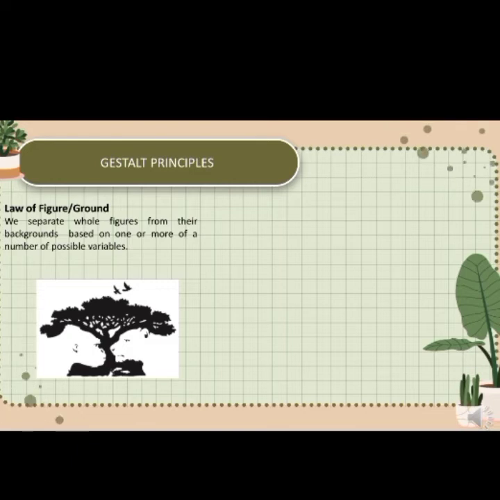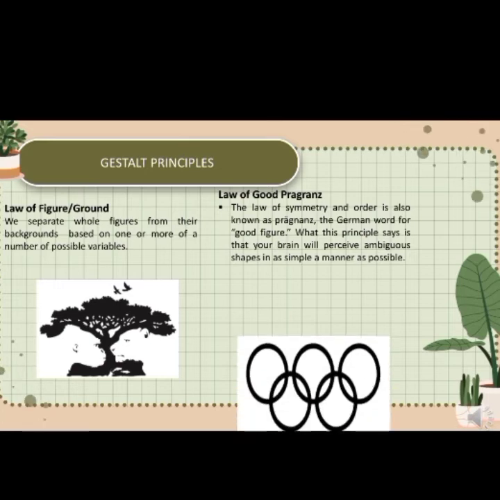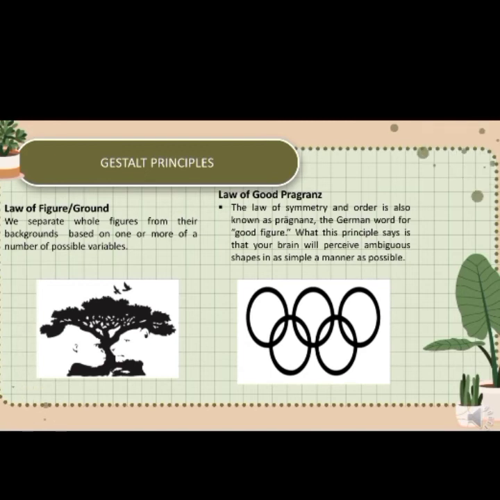The sixth principle is law of good Pragnanz. The law of symmetry and order is also known as Pragnanz, the German word for good figure. What this principle says is that your brain will perceive ambiguous shapes in as simple a manner as possible. Example image below. A monochrome version of the Olympic logo is seen as a series of overlapping circles rather than a collection of curved lines.